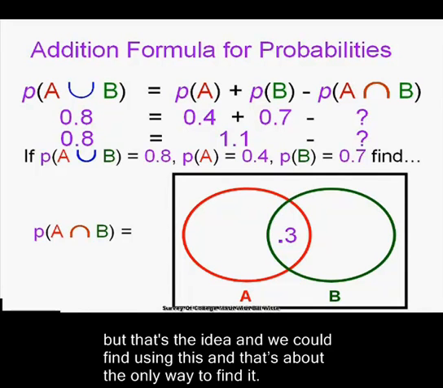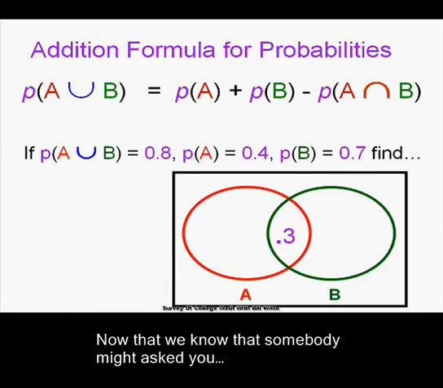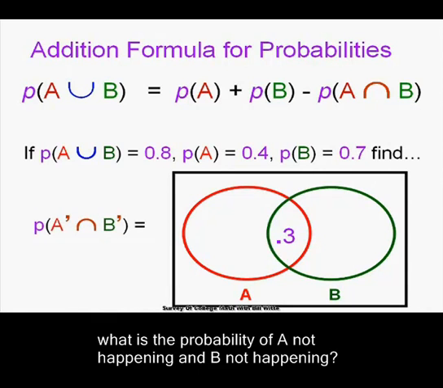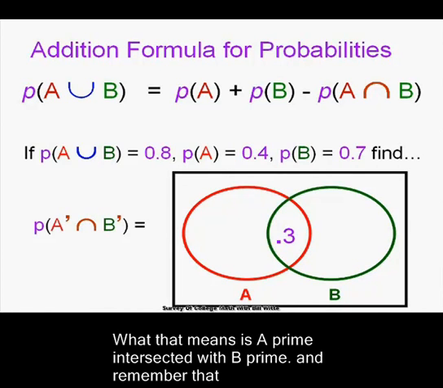And we could find that using this, and that's about the only way to find it. Now that we know that, somebody might ask you, what is the probability of A not happening and B not happening? You understand what that means? A prime intersected with B prime. Remember, an intersection is an and.